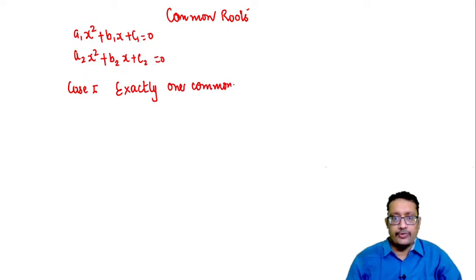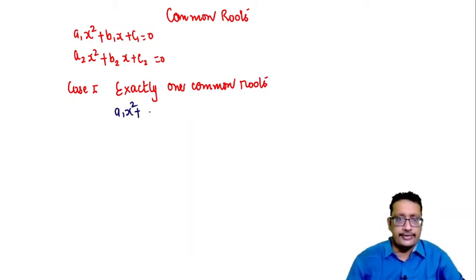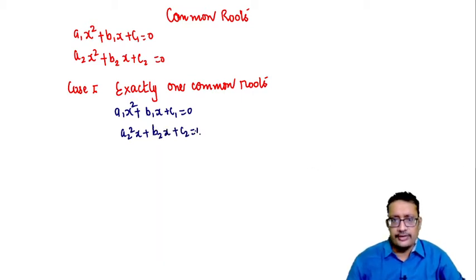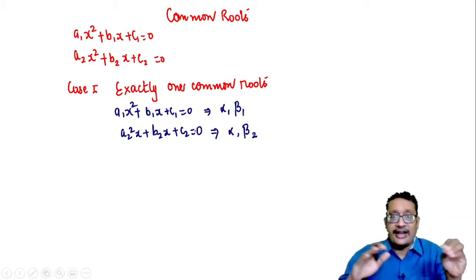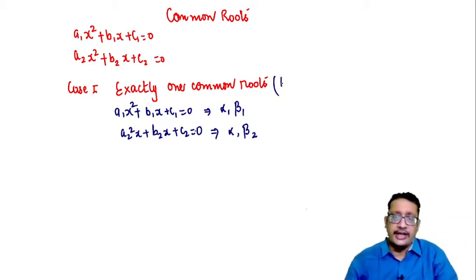When we are talking about exactly one common root, what it means is that, let's suppose, the common root is alpha. It means the first quadratic equation has roots alpha and beta 1, and similarly, the second quadratic equation has roots alpha and beta 2, because I have said exactly one common root.